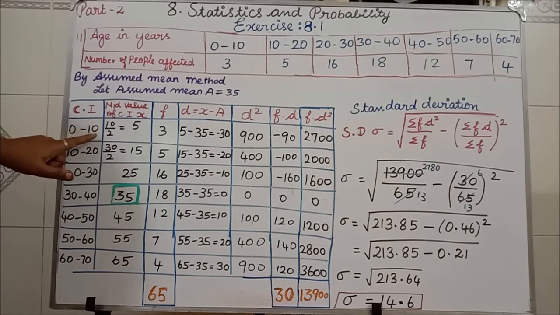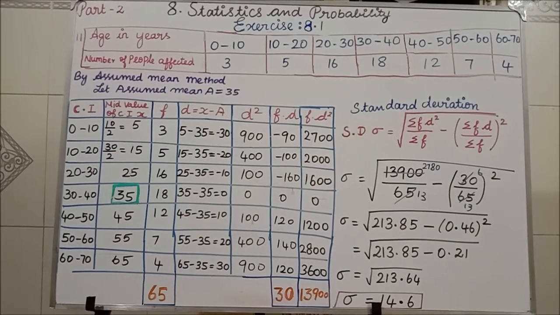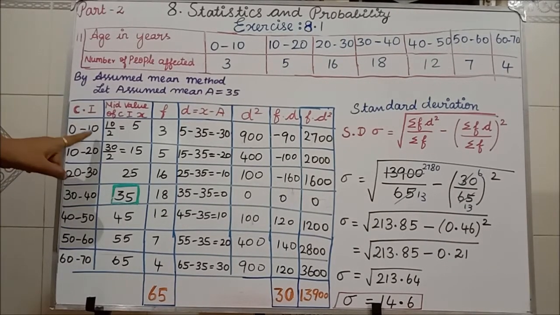0 plus 10, if you add. Usually the 0 we will say is the lower number, and this 10 is the upper number. 0 and 10 you have to add, what will you get? 10. That number you are going to divide by 2. So 10 divided by 2 is 5. Similarly, 10 plus 20 is what? 30. 30 divided by 2 is 15.